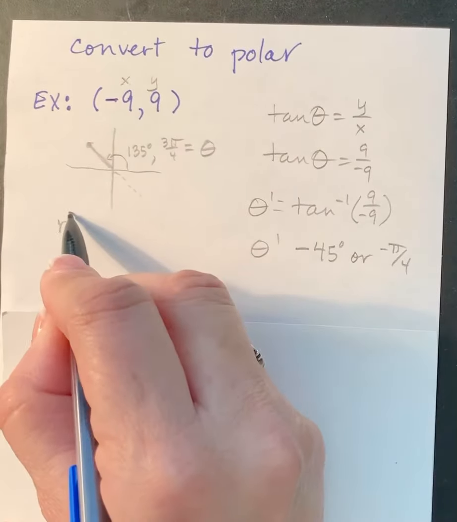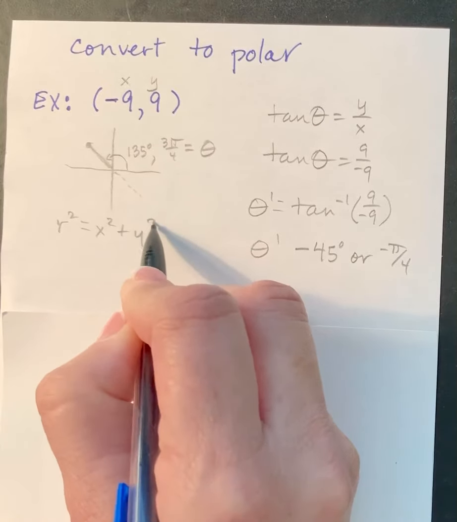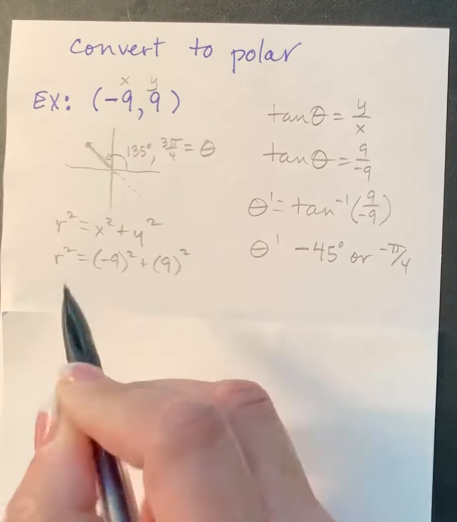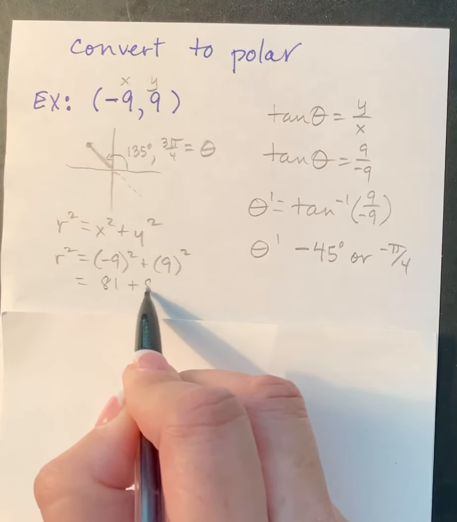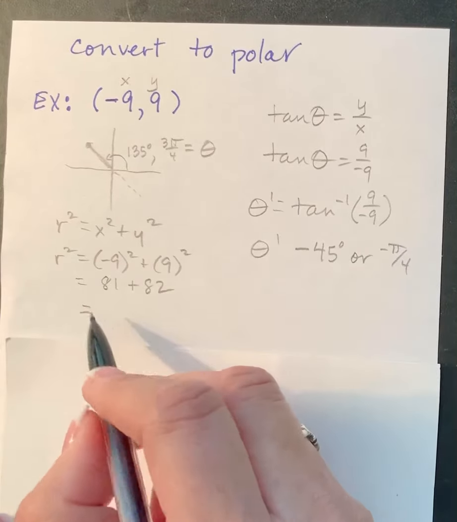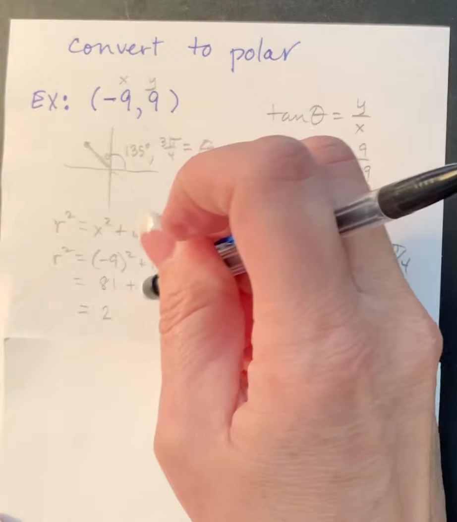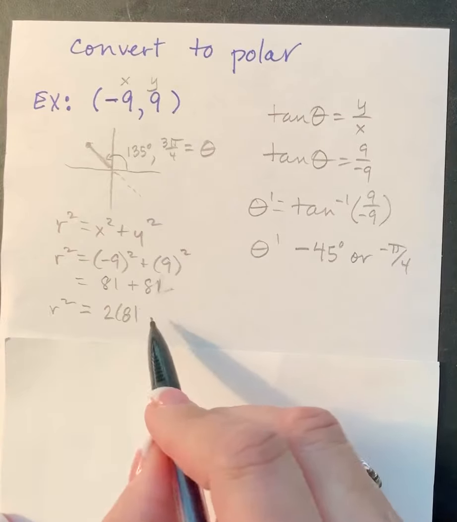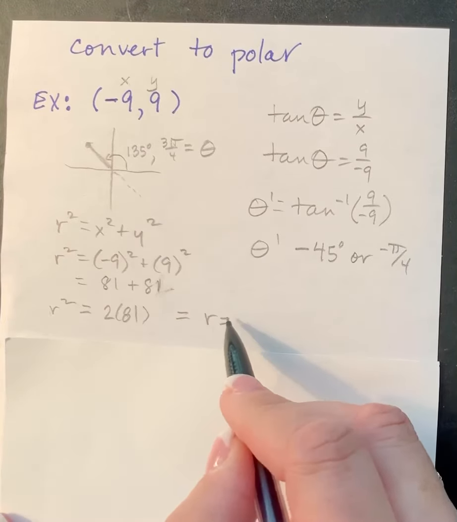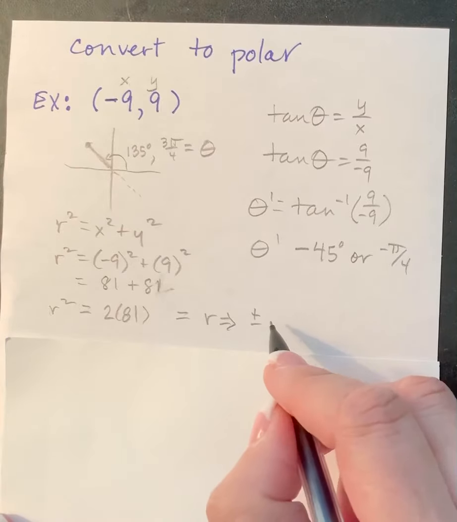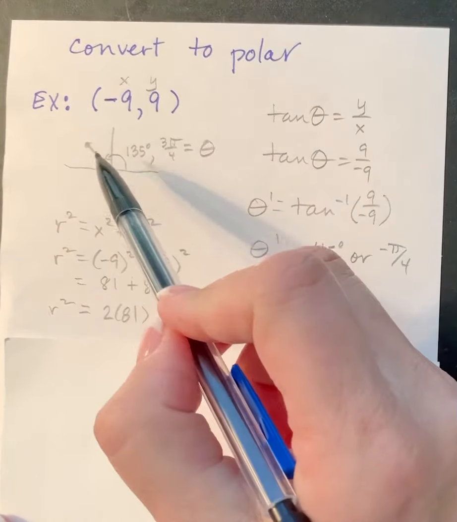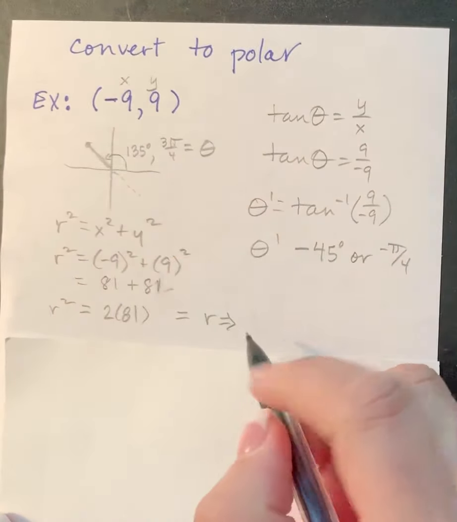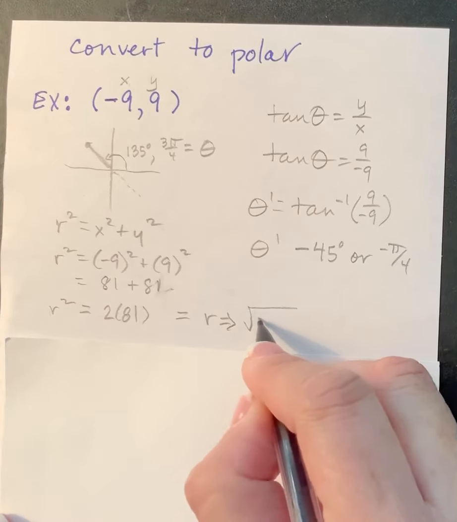Now the r value, r squared is equal to x squared plus y squared. So r squared equals -9 squared plus +9 squared. So that's going to be 81 plus 81, which is, you could just say 2 times 81. And then when you take the square root of that, remember, it could be positive or negative. It's really kind of your choice. In general, if you're drawing a picture and you know it's in quadrant 2, don't mess with the -1. That's the best advice. Okay, so r would be the square root of 2 times 81.